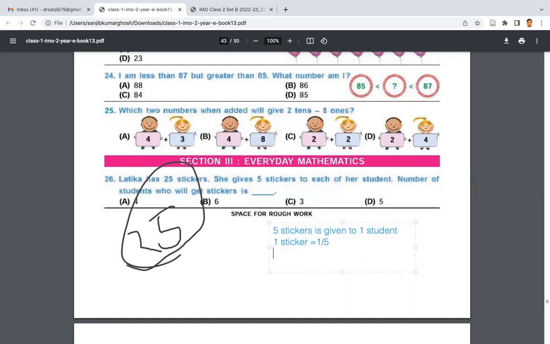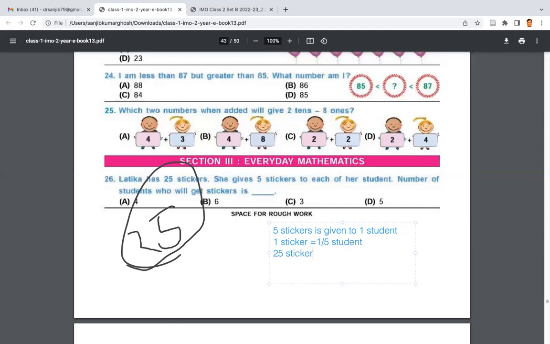You don't have to go to that. I'm explaining it. One sticker is equal to 1/5 student. We will keep it like this only. We don't have to divide it. We will just write it and keep it like this. Then what happens? 25 stickers are equal to how many students?